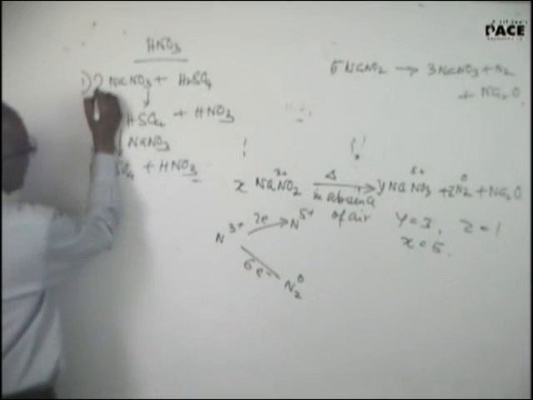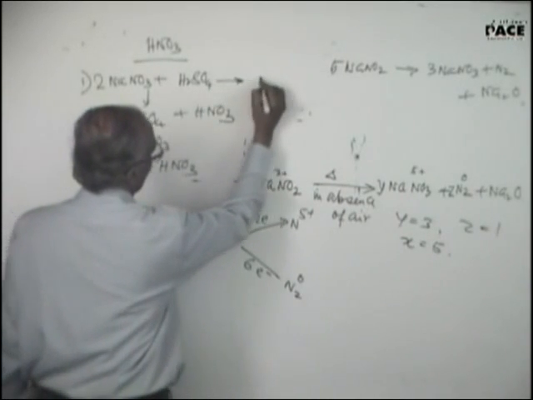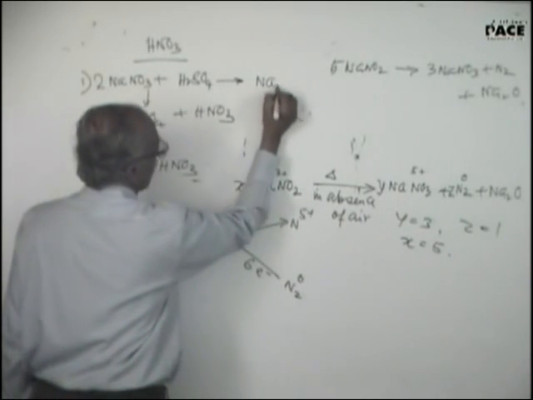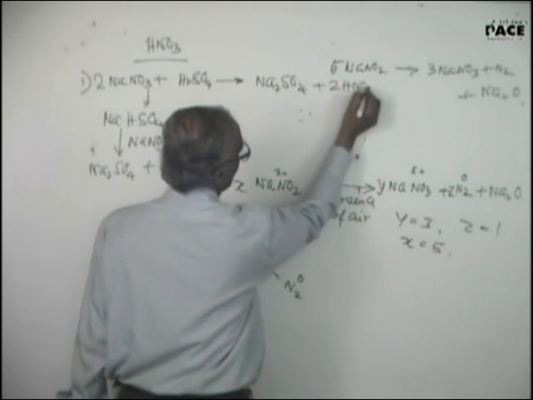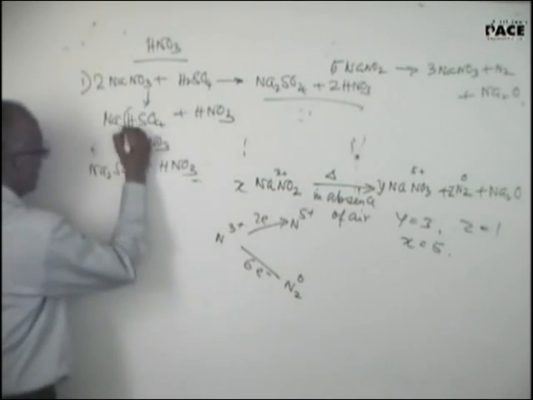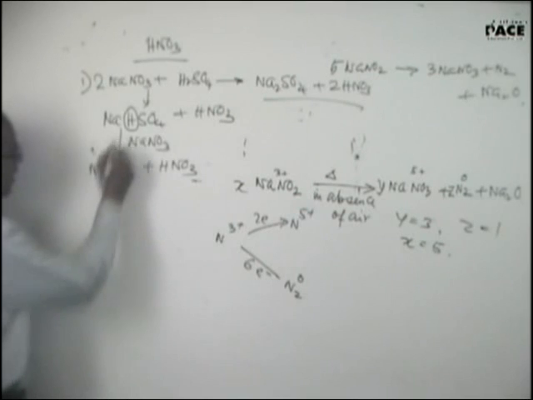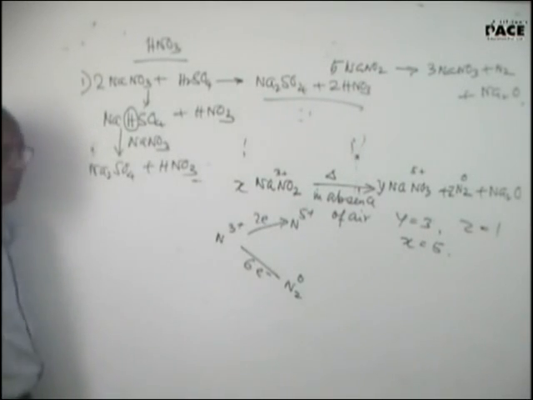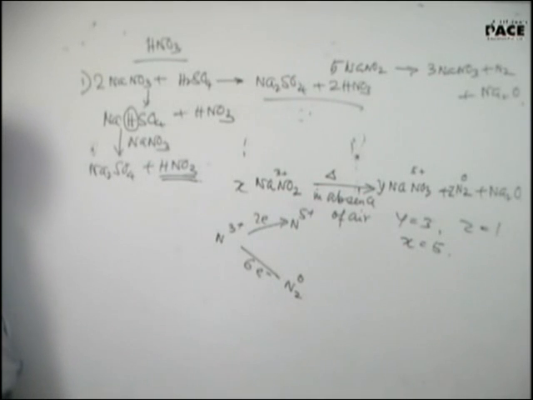So 2 moles of sodium nitrate will react with 1 mole of sulfuric acid to give you 1 mole of sodium sulfate and 2 moles of nitric acid. Because this proton is an acidic proton, this hydrogen is an acidic hydrogen, so it will give you another mole of nitric acid to react with this.